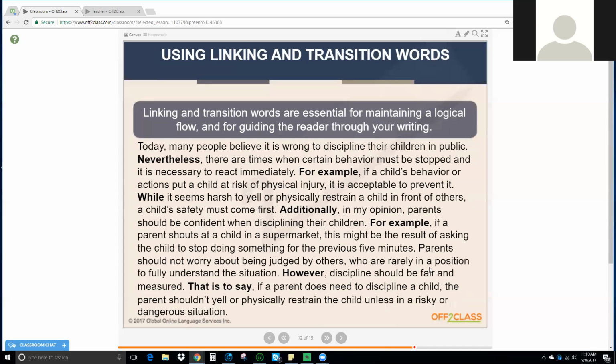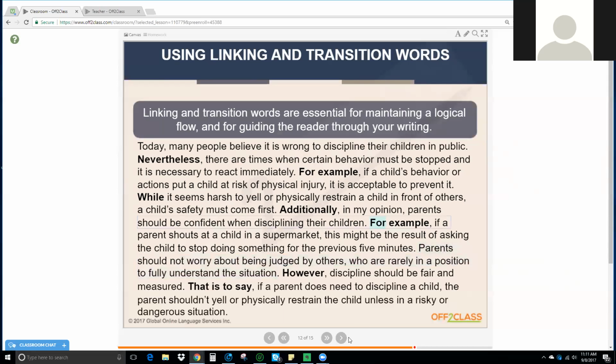Okay, so as we were discussing this earlier, I showed you these examples. Nevertheless, for example, while, additionally. So these are linking or transitional words. I'm just curious if there are any sentences in here without it. They're really linking the ideas, not every single sentence. So that's where I was going with that idea. Like here, you don't really have that, but you're still talking about the same idea. It's just a separate sentence under the same idea.